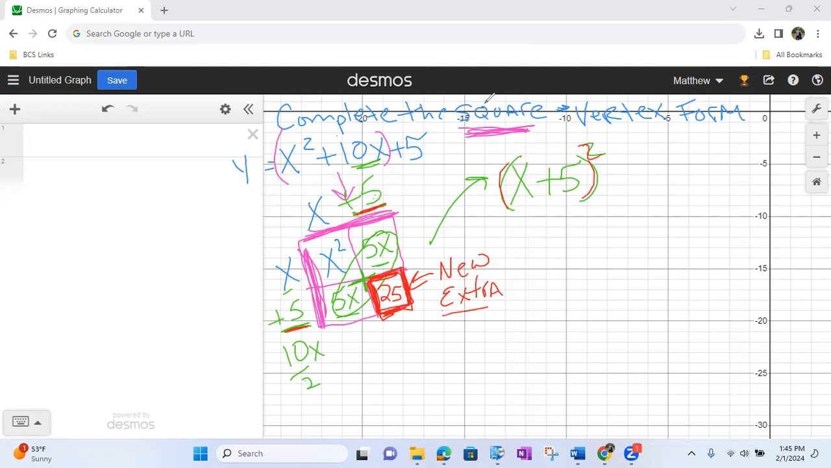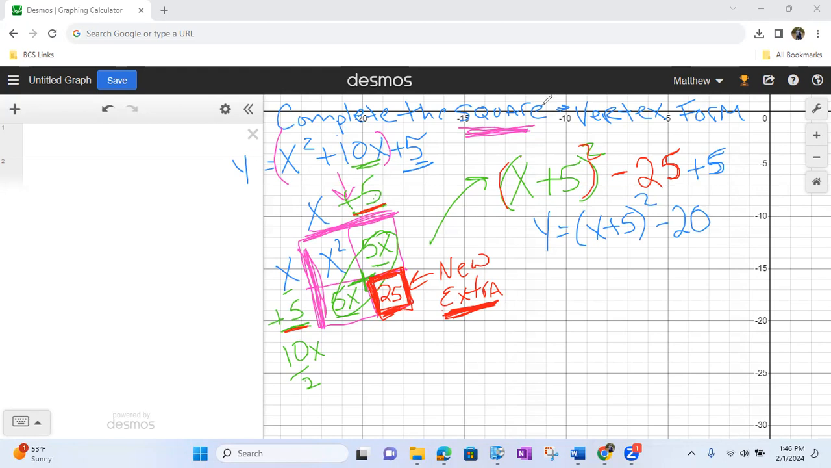So because this is an extra 25, what we're going to do is subtract 25 from the outside of the parentheses. I'm going to put minus 25 here, and that is going to let us account for that extra 25 that shows up in that box. Now, you'll notice in the original problem, there was a positive 5, so I need to make sure that still shows up, positive 5. From here, we are just going to clean up the equation a little bit. So I'm going to write y equals x plus 5 squared, and then negative 25 plus 5 is minus 20.